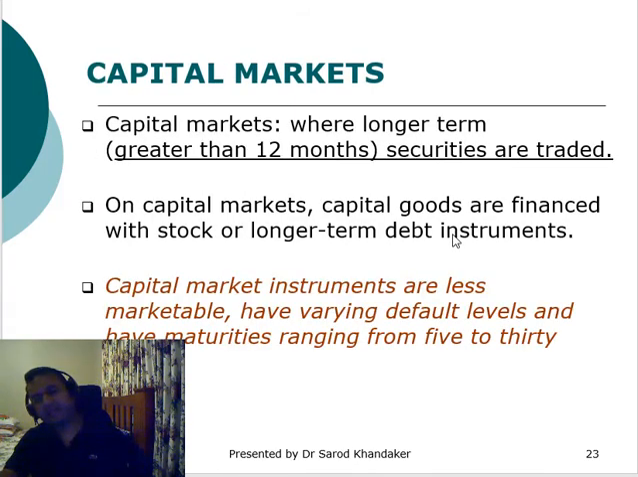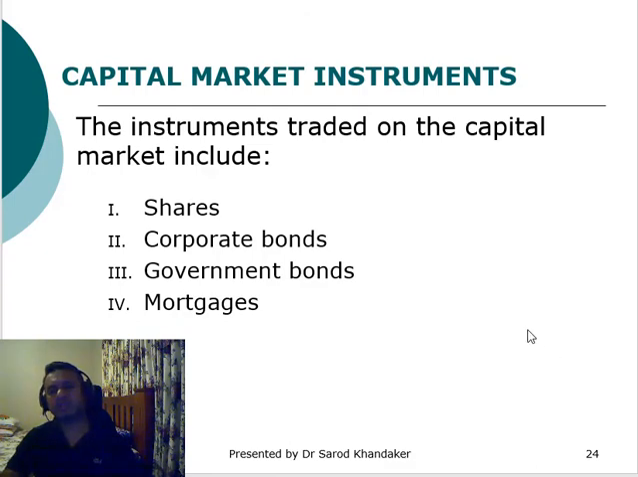On the other hand, the capital markets are where longer term securities are traded, and generally it is more than 12 months. On the capital markets, capital goods are financed with stock or longer term debt instruments, and capital market instruments are less marketable, having varying default levels and maturities ranging from 5 to 13 years. The instruments issued in the capital market include shares, which include ordinary shares and preference shares, government or corporate bonds, and mortgage instruments.